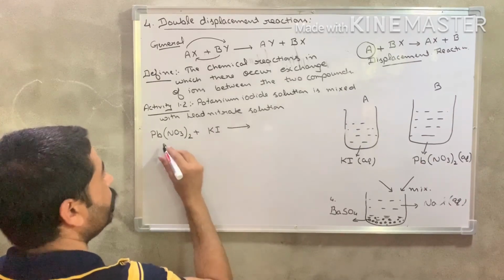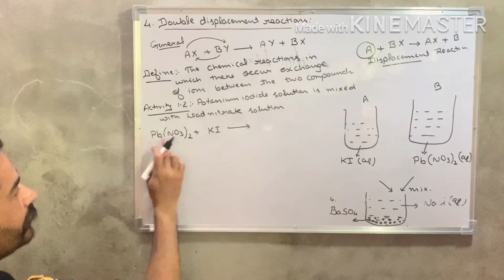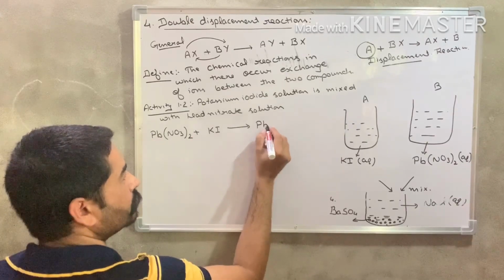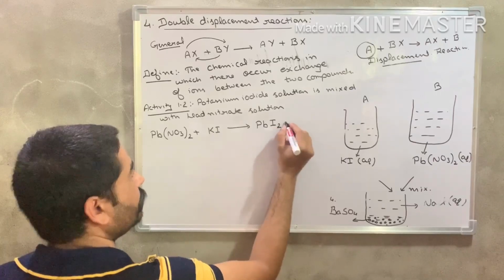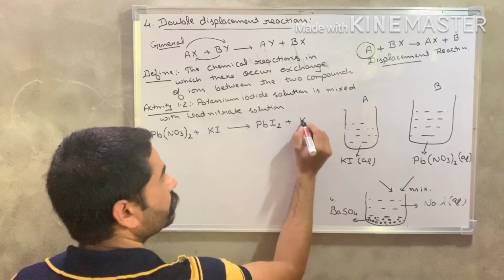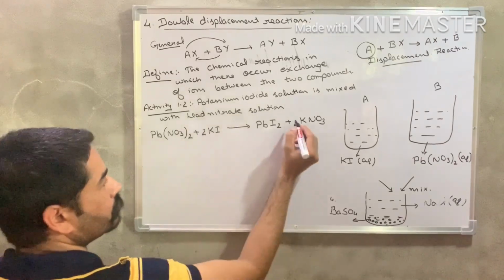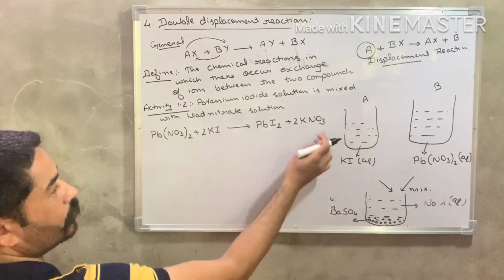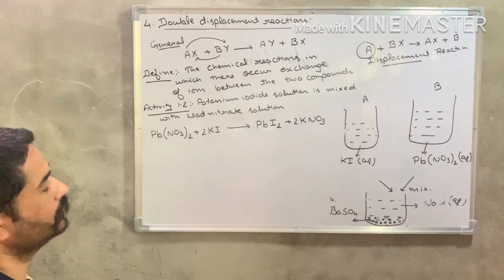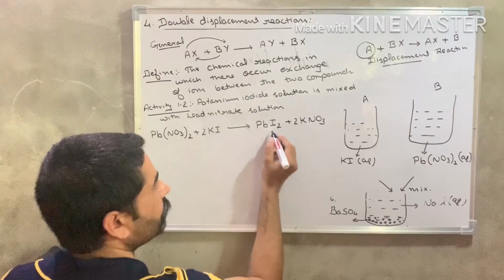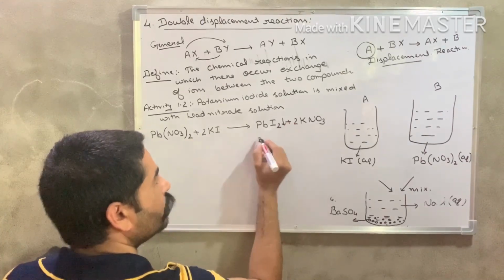What will it form? A double displacement reaction will take place. Lead iodide, PbI2, and potassium nitrate. Again to balance. Okay, now nitrate is 2. Now the reaction is balanced. Again you will observe that this will act like a yellow precipitate.